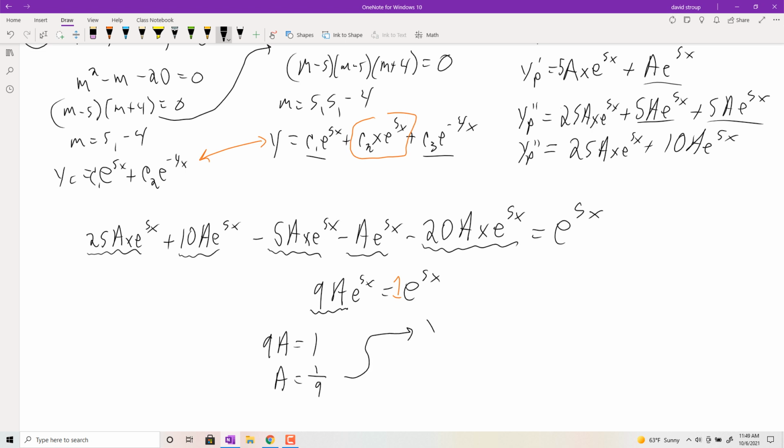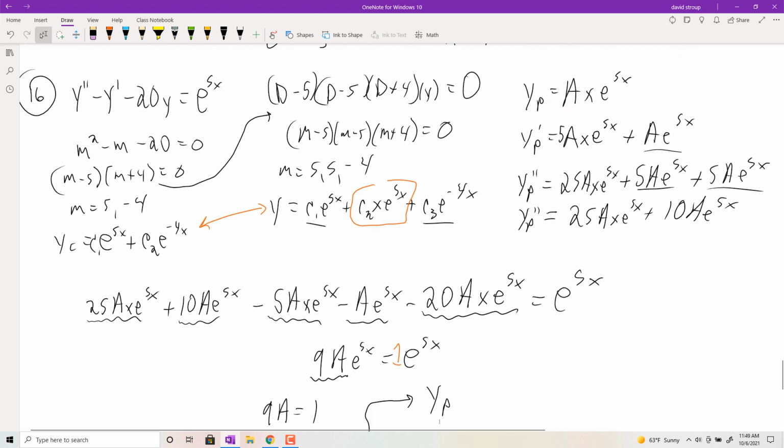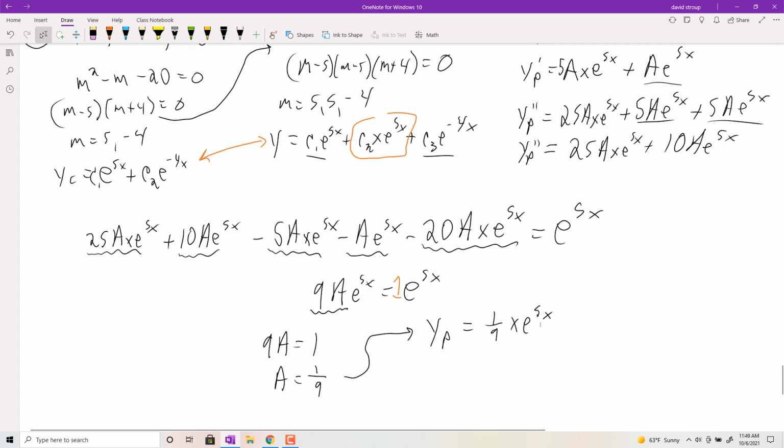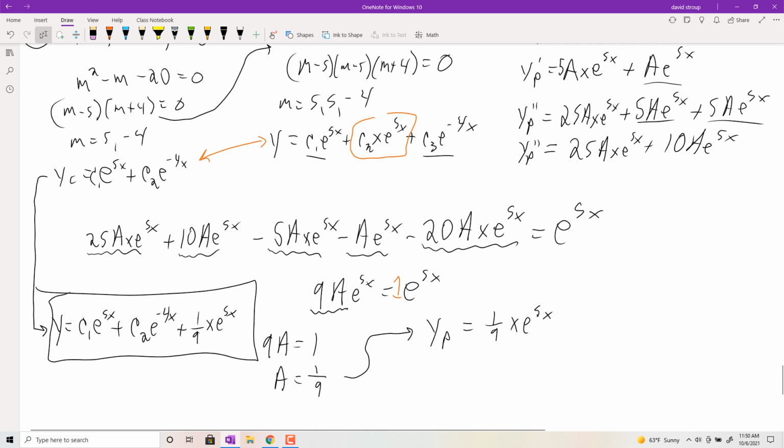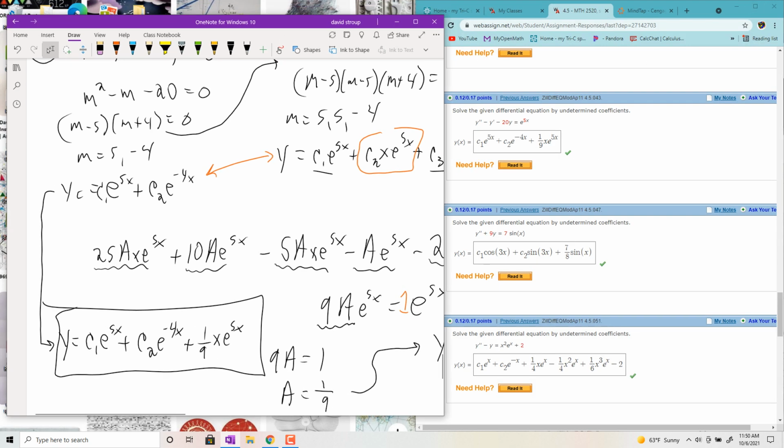In other words, our particular solution, substituting in now, is going to be 1 over 9 x e to the 5x, and then our solution to the non-homogeneous equation, just add that into y sub c, right? So y would equal c1 e to the 5x plus c2 e to the negative 4x plus 1/9 x e to the 5x, like that. Yay. And then say your prayers and plop it into the system.